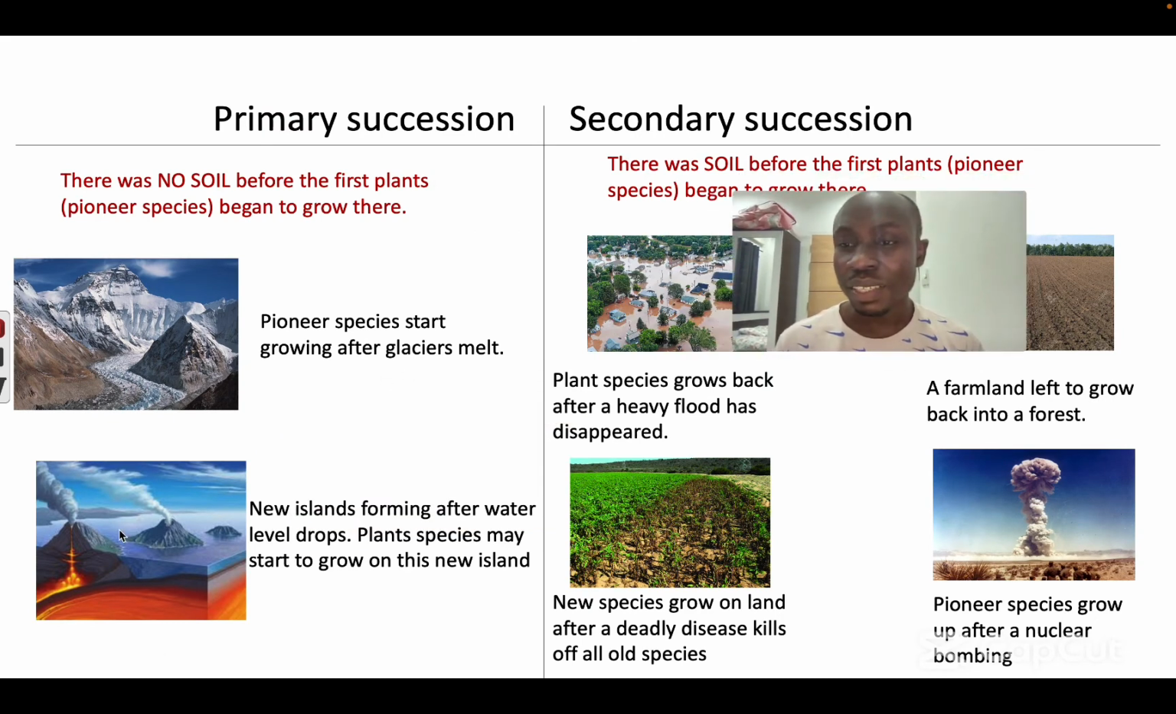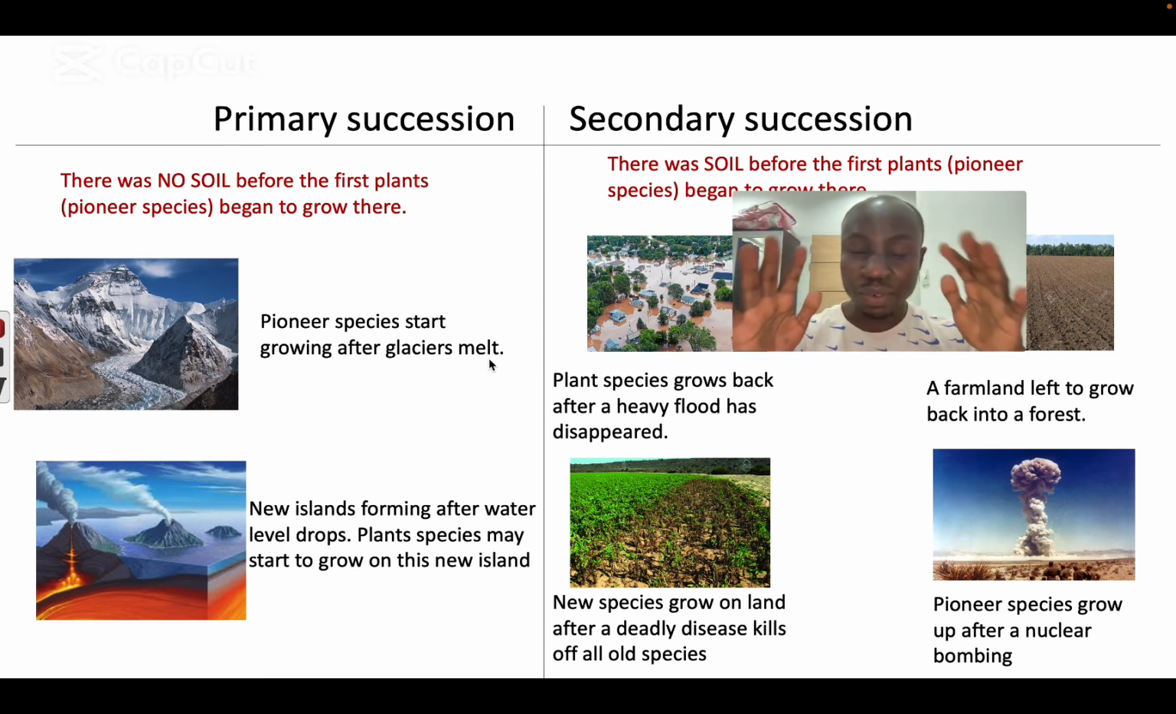So, these two examples are primary succession. Let's look at number one. Pioneer species start growing after glaciers melt. This is primary succession. Why? Because there was no soil before. Before the pioneer species and the animals and plants started to grow, there was no soil. There was just ice on the rocks.